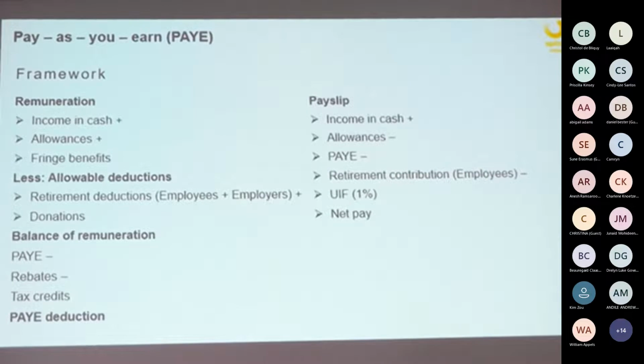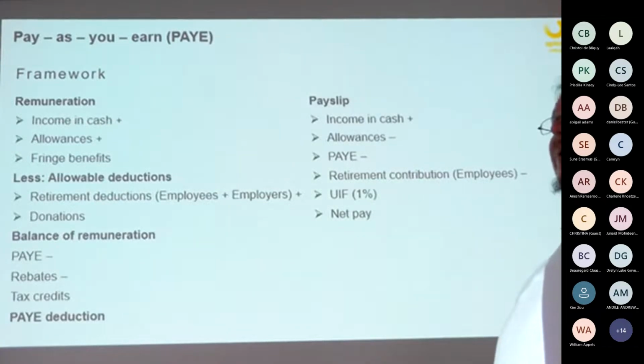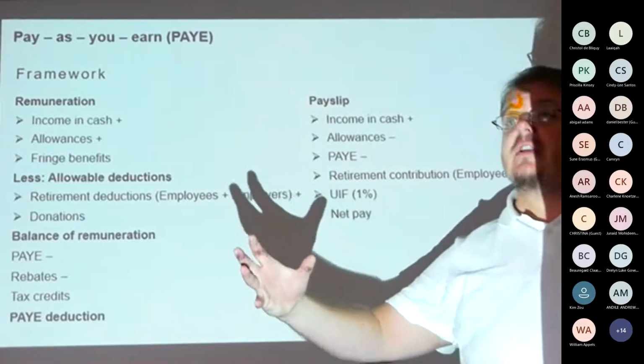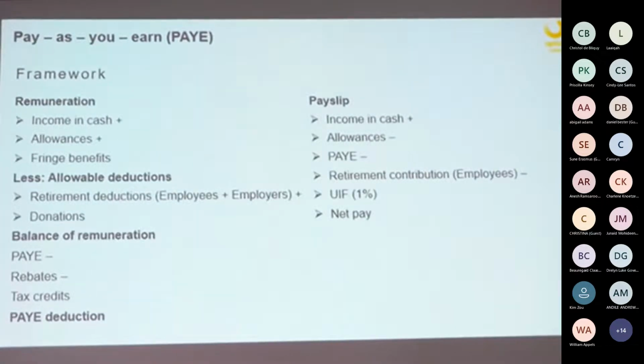So if you pay 300 rand towards retirement, then you can only deduct 300 rand. But if you pay 300,000 rand to your retirement benefit, then you can only deduct the amount that is limited to 27.5% of your remuneration. There are other things that you have to work out there as well, but that's the common 27.5%.